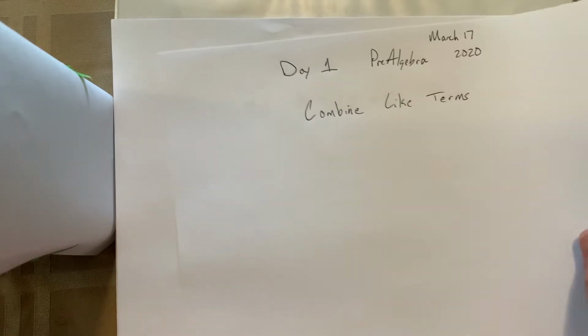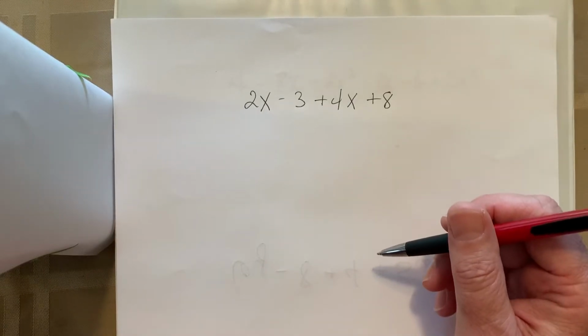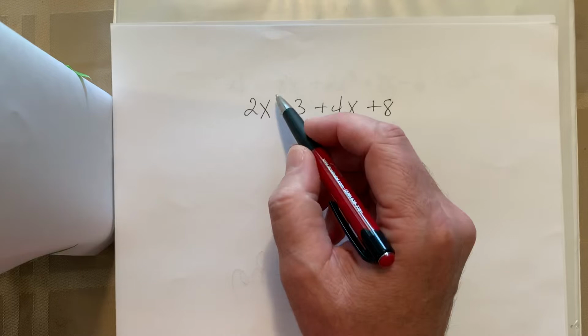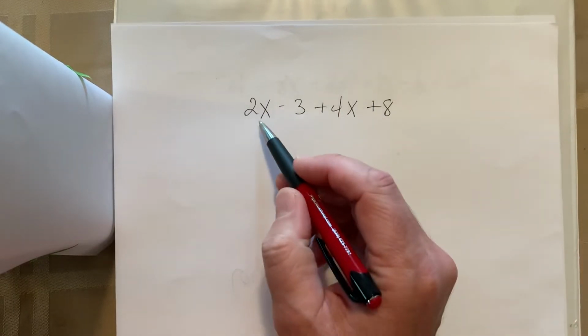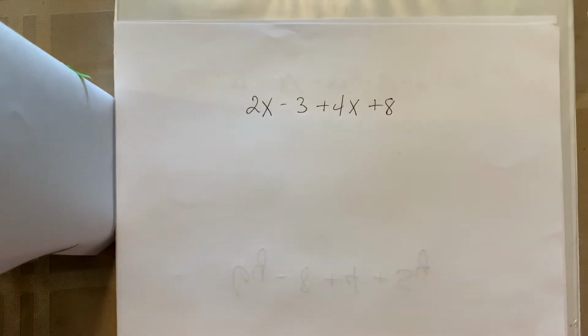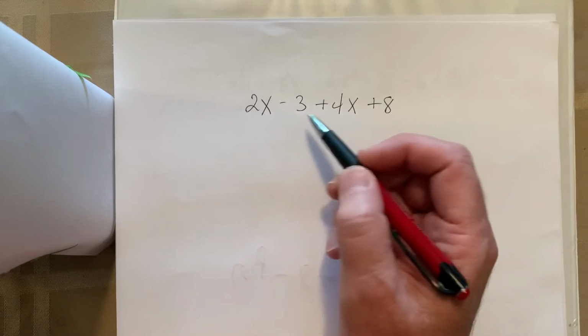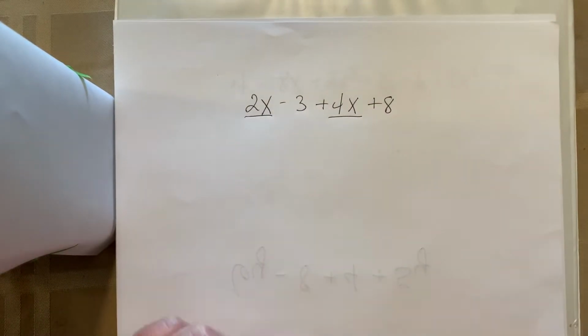Maybe you might encounter something like this. Yes, this is a 4-term polynomial, okay? And it's linear because everything's to the first power. At least the variables are, all right? So what you have here is 2x minus 3 plus 4x plus 8. Now the idea is to put together the things that look alike. Now, what it means to be alike is you have to have the same variable, like this 2x and this 4x. Sometimes what I do is I'll even underline them to show that they're alike.